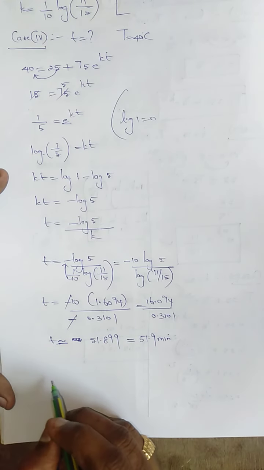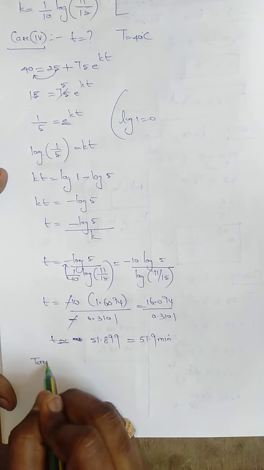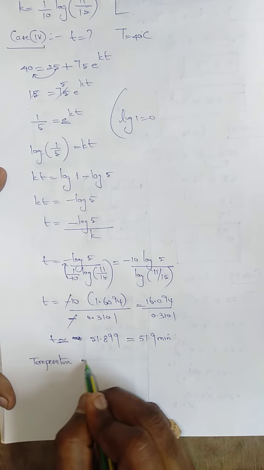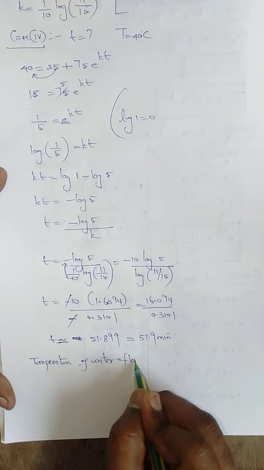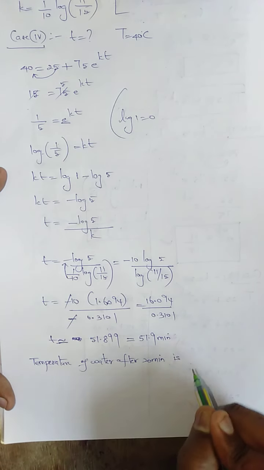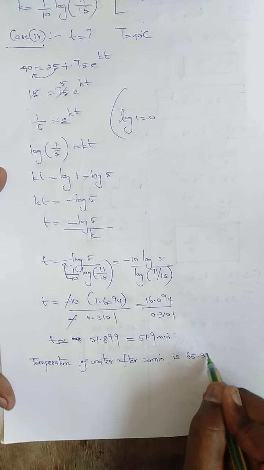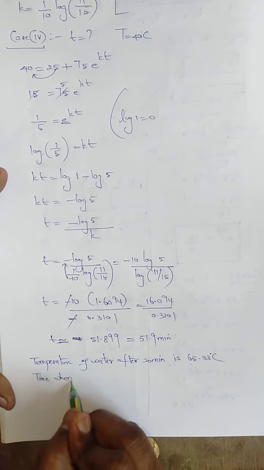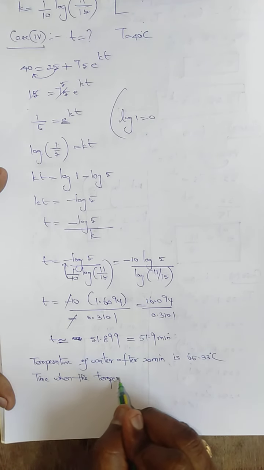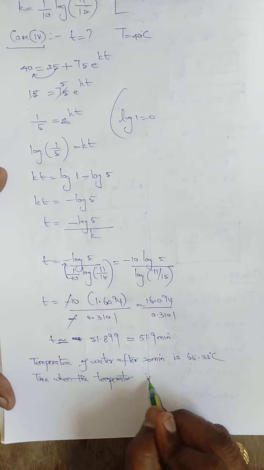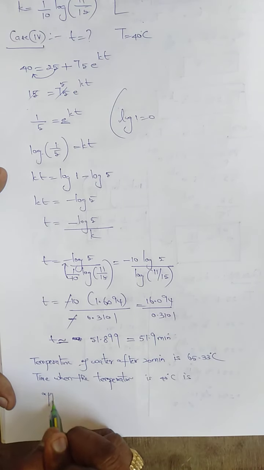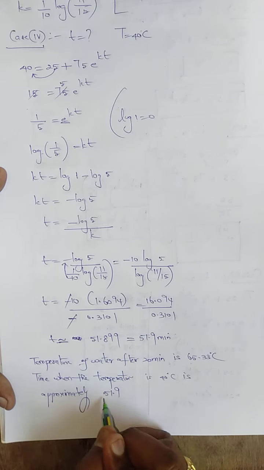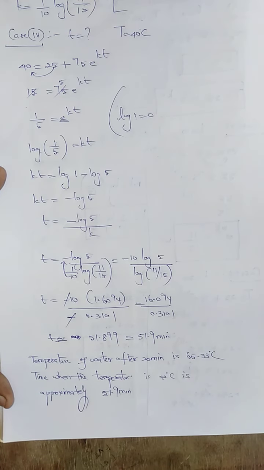So finally we want to write the answer. What is the answer we need to write? Therefore, for case 3, the first subdivision, the temperature of the water after 20 minutes is 65.33 degrees Celsius. And the time when the temperature is 40 degrees Celsius is approximately 51.9 minutes. Thank you.